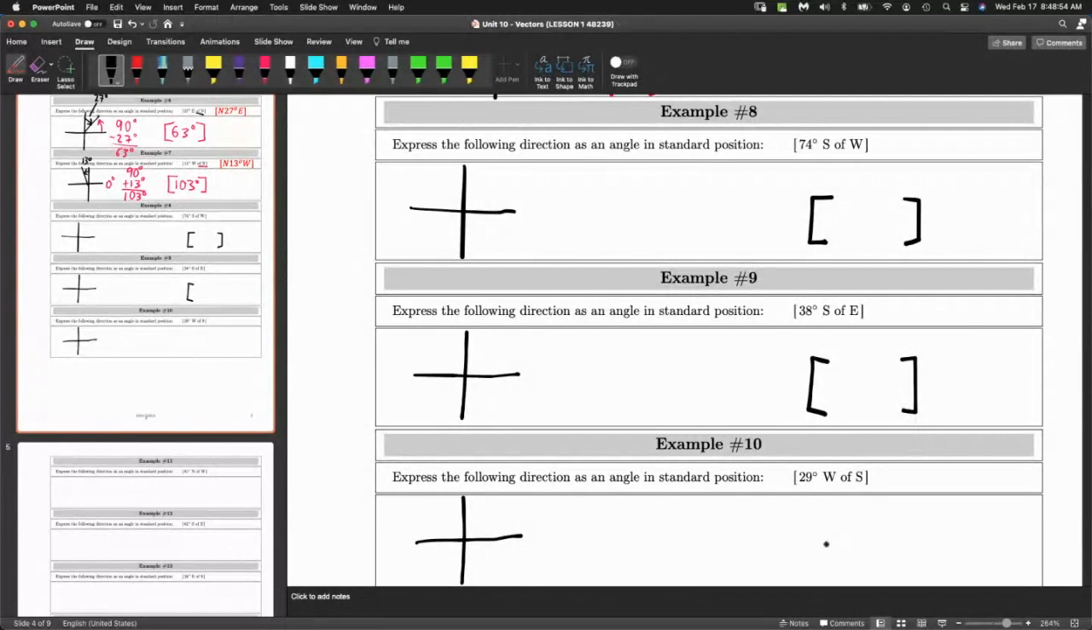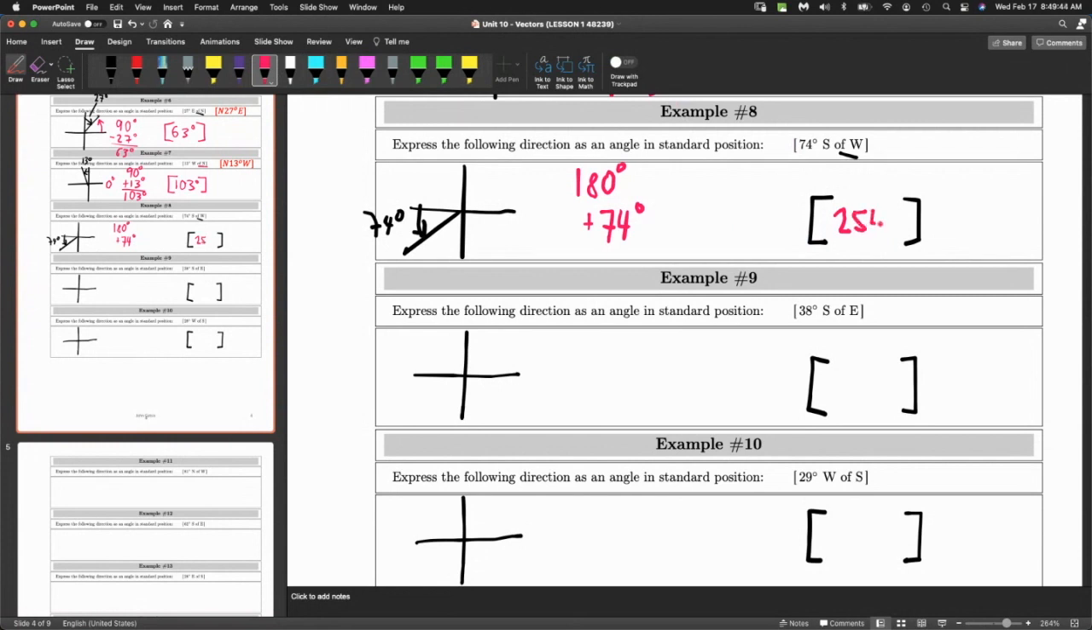So I'm just setting up all the answers. 74 south of west. So it's "of west". Here's the west, and you're going to go to the south, like that. So that's 74 degrees. What is the angle that goes in this box here? What is the standard angle? Yeah, you're going to take 180 plus 74. So that's 254 degrees.